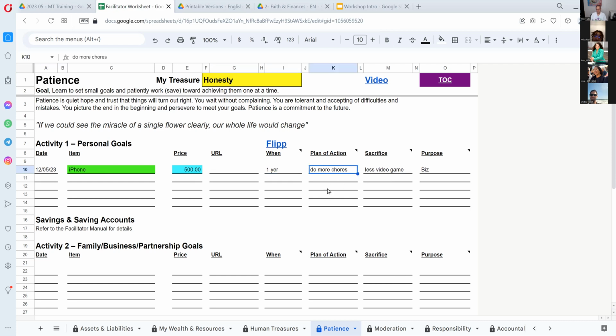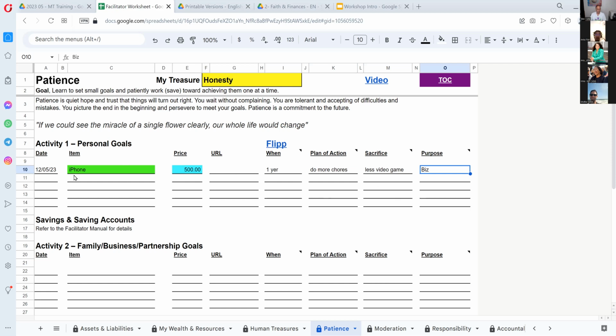Then come up with a plan of action. How are you going to achieve your goal? You're going to save up for it. What are you willing to sacrifice? What are you willing to give up to achieve your goal? And lastly, what is the purpose? Often we want to buy things because our friends have them, and that's probably not the best idea. Actually think about why I want a cell phone. Do I need a new cell phone, or do I just want to buy the latest iPhone because my friend has it?